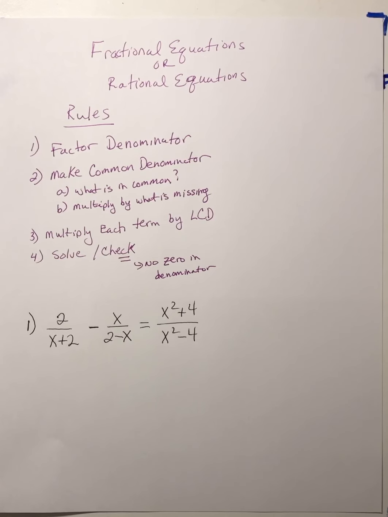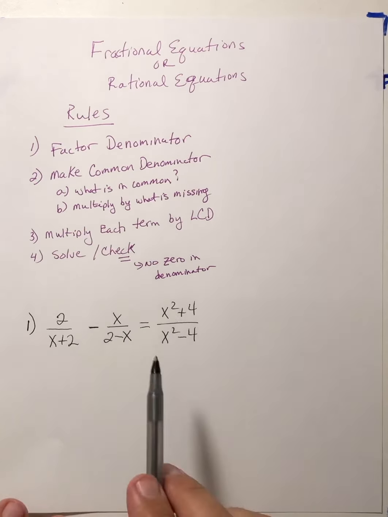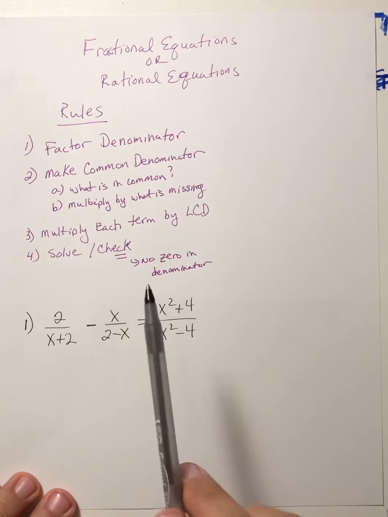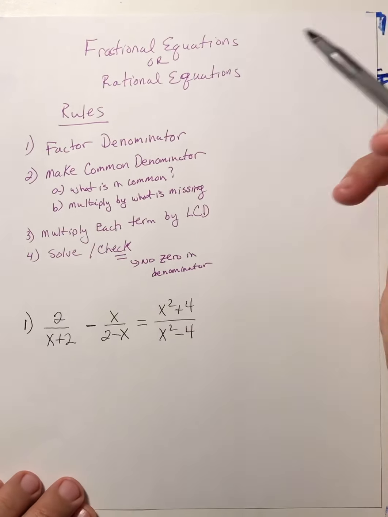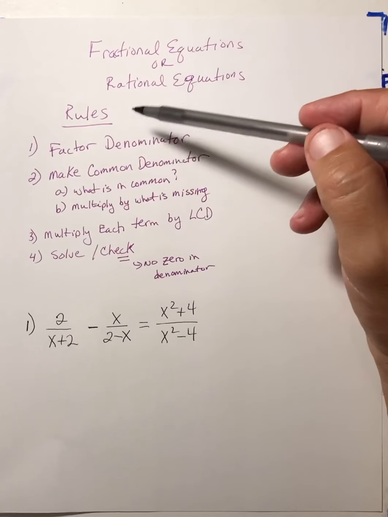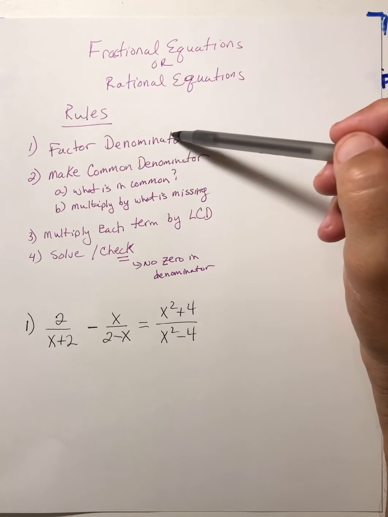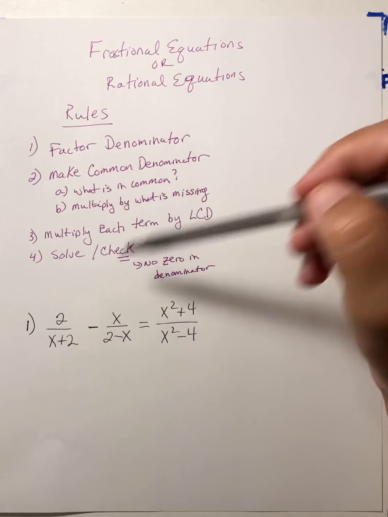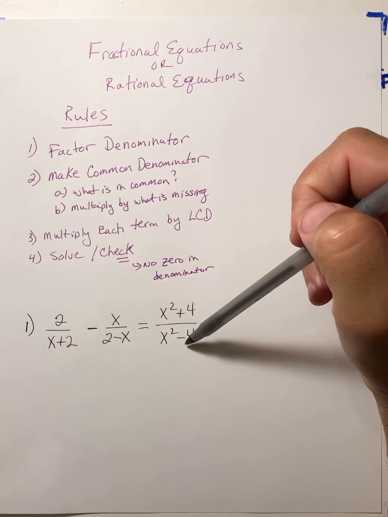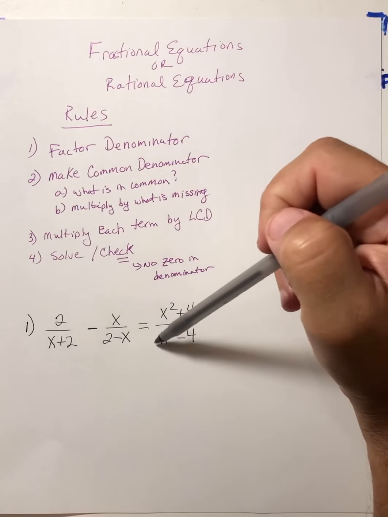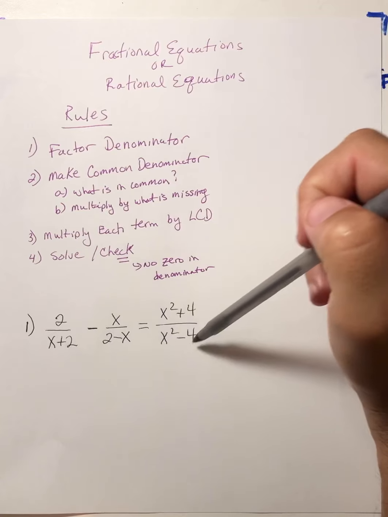All right, group. Today we're looking at fractional equations, also known as rational equations. Here's an example of what we're going to be solving, but let's look at my rules first. One of the very first things: we always have to make sure the denominators are in factored form. All your denominators have to be in factored form. This one's not in factored form, so we're going to have to get this in factored form.